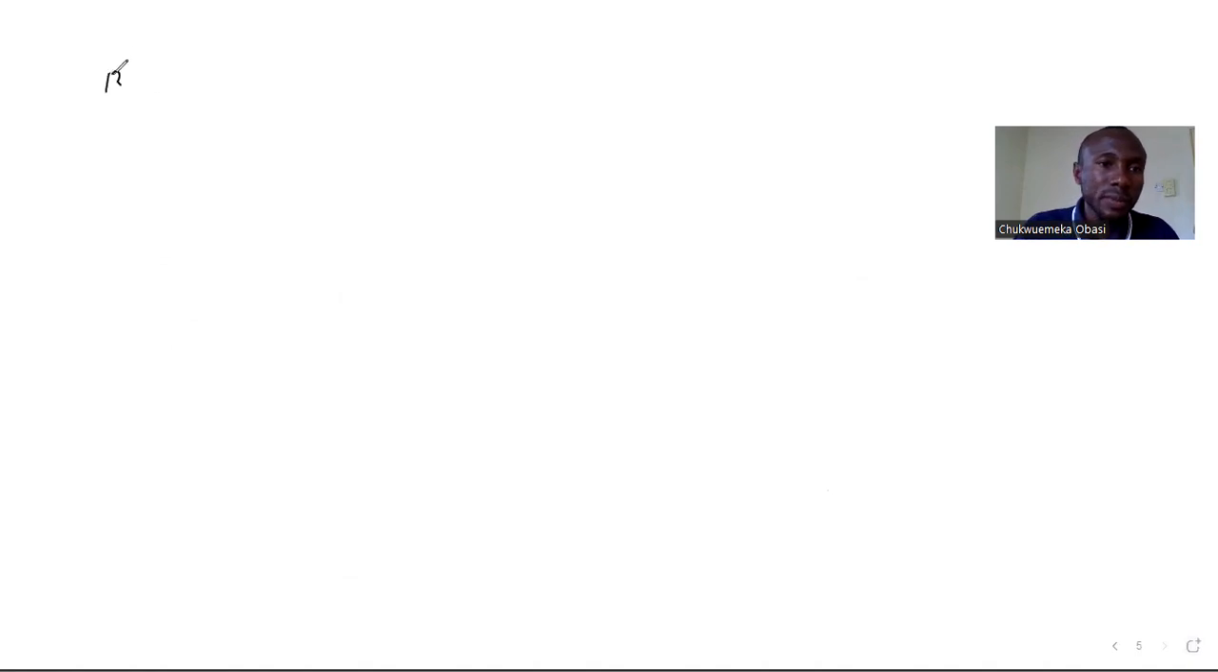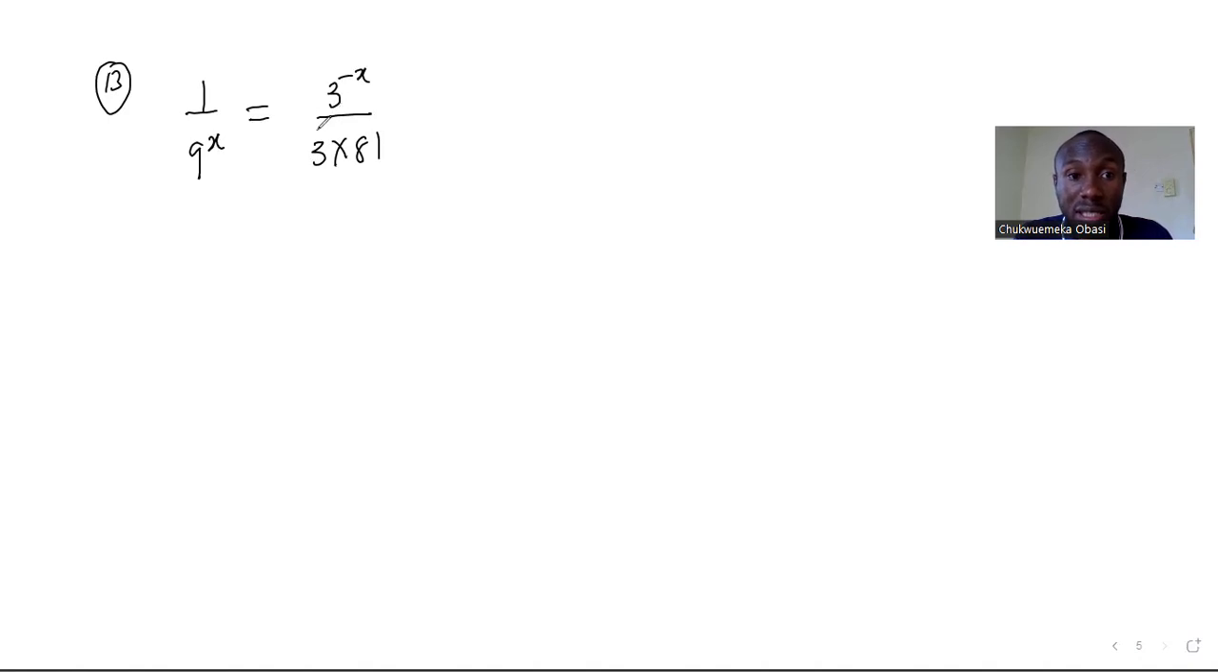Question 13. It says 1 over 9 to the x is equal to 3 to the negative x over 3 times 81. How do we simplify this problem? Now, when I look at all of this problem, I see they all have a common base, which is 3. 9 can be written in the base of 3, and 81 can be written in the base of 3. So now I go ahead and simplify that. I have 1 over 9 is the same as 3 to the power 2x. So this whole guy is 3 to the negative x over 3 times 3 to the 4 power, because that is 81. 3 to the power 4 is 81.